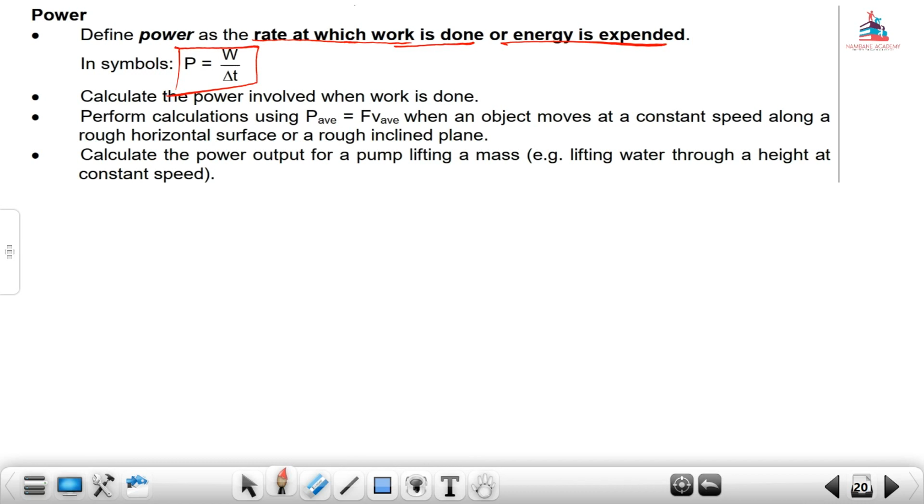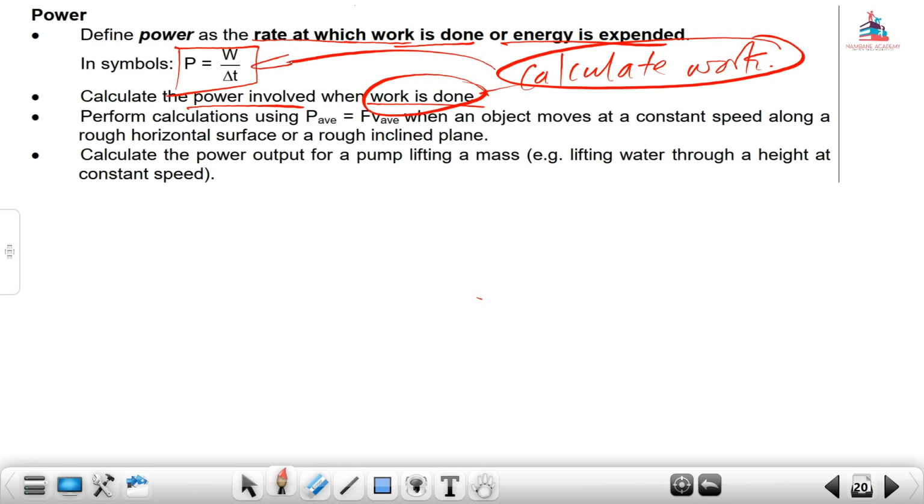So remember, once we have time, it's easy for us to say rate at which work is done or energy expended. So now what else do we need to do? Calculate the power involved in work done. So basically it says we need to calculate work. So once we are able to calculate work, then we can use this particular equation. I must emphasize our time must be in seconds. That is now very, very important.